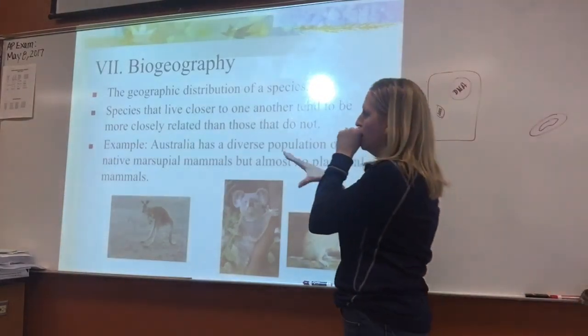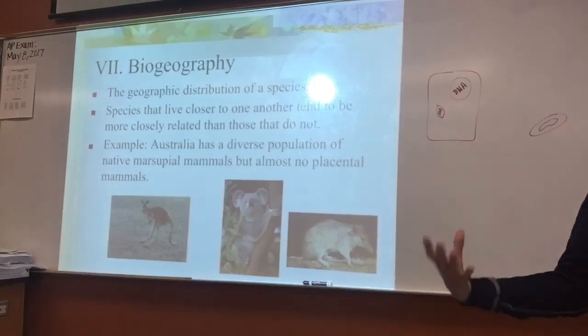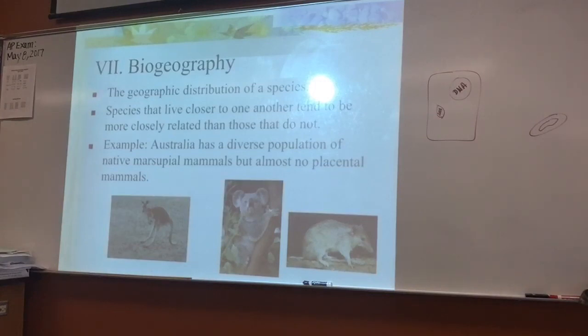And so we don't have marsupials. The mammals on Australia are kind of isolated, and they mate with each other, and therefore are not like other organisms.